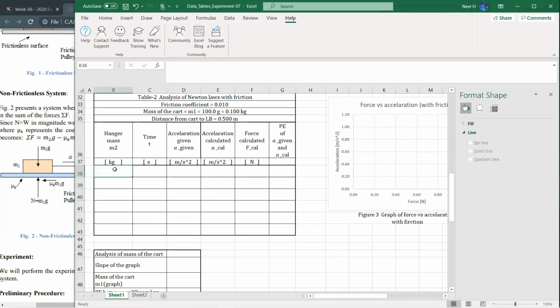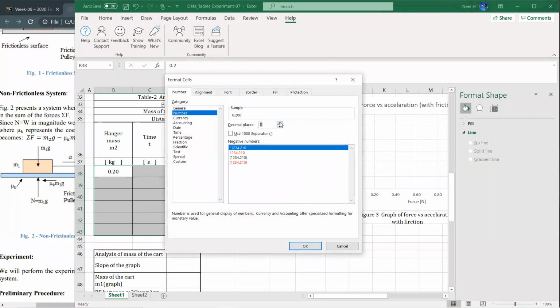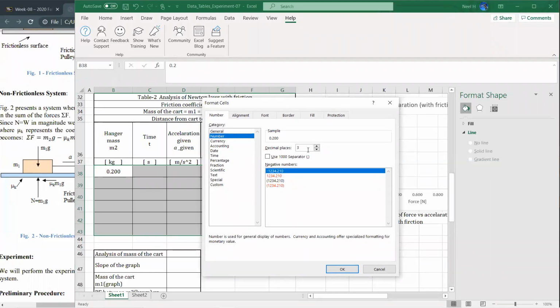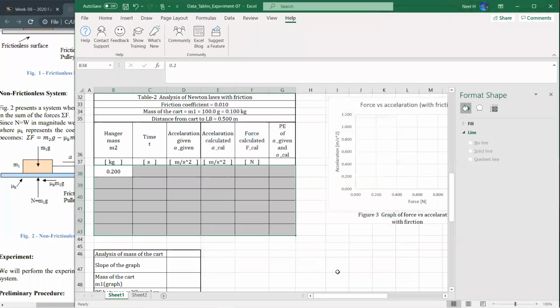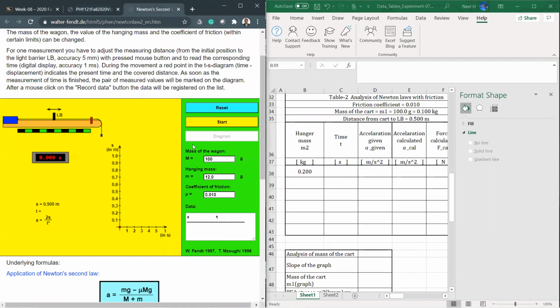Okay, then let's continue. We're going to start again with 0.2 mass, right? And if there are not enough significant figures, you may have to highlight the whole data set, right click, format cells, numbers, and set the decimal places to at least about 3. Then it will show you enough decimal places. All right, we're just repeating the same thing.